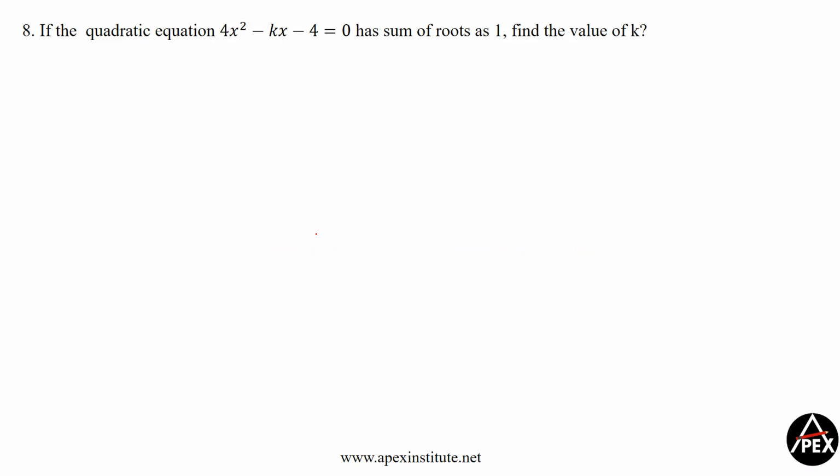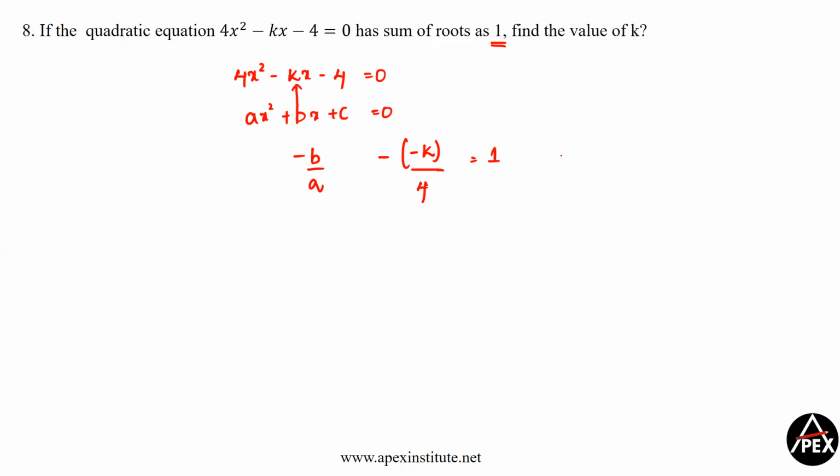Now in this question, we are given that the quadratic equation 4x square minus kx minus 4 is equal to 0 has sum of the roots as 1, and we need to find the value of k. So compare this with ax square plus bx plus c is equal to 0. Now the sum of the roots is nothing but minus b by a. So here it will be minus of minus k, since the value of b is minus k here, and the value of a is 4, and this is given to be 1. So this implies k should be equal to 4. So the answer for this question should be 4, guys.